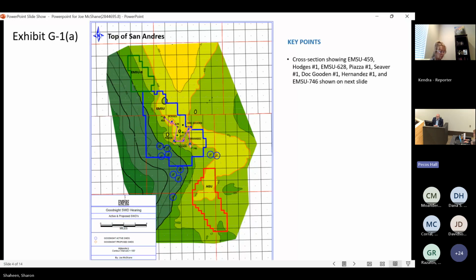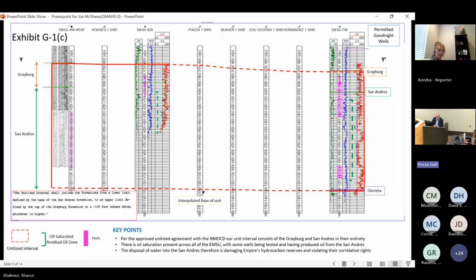And this next cross-section corresponds to the last slide, is that right? Yes, absolutely. So you see logs for the wells that are producing, and then just placeholder logs for the proposed permits by Goodnight, associated based on their proposed depths, where they would fall within the unitized interval. And again, you have the green brackets showing the residual oil zone, is that right? That's correct.